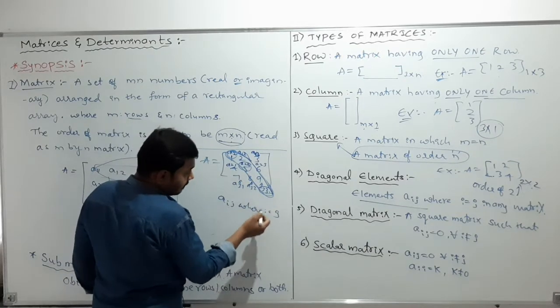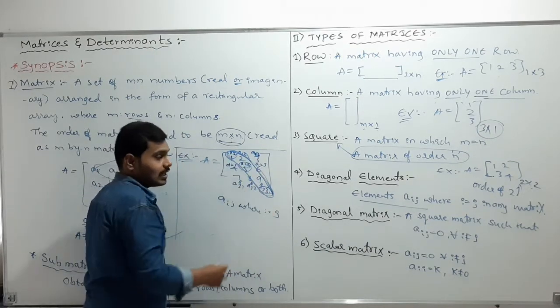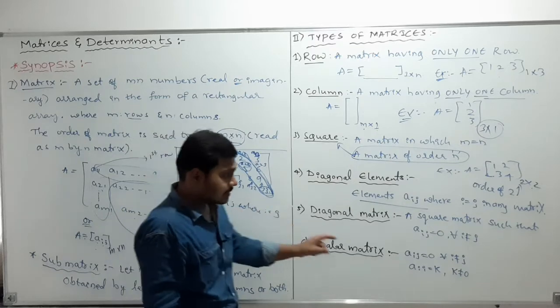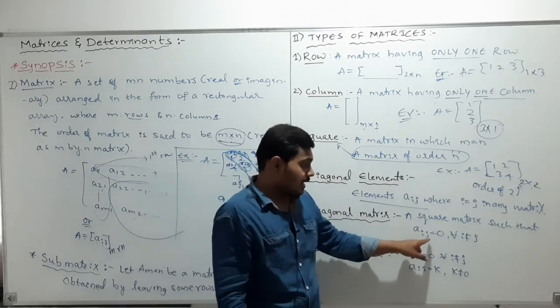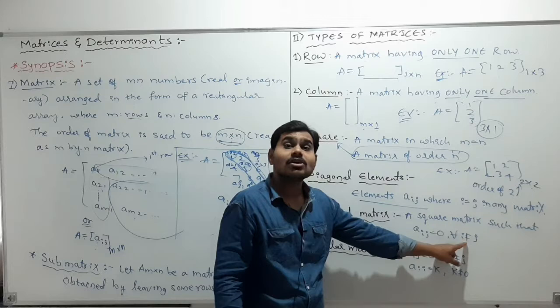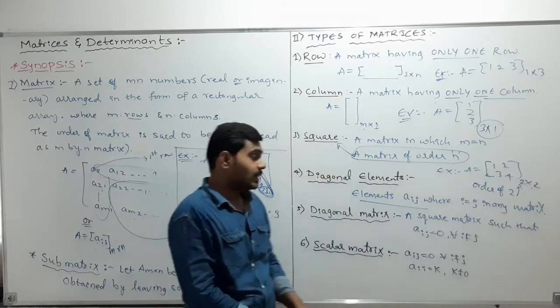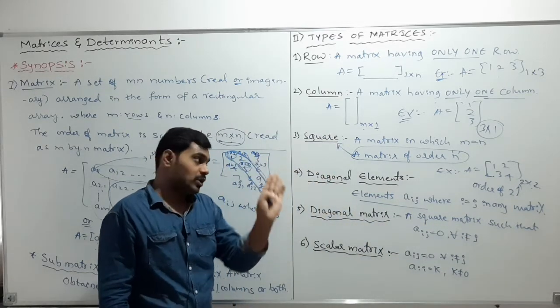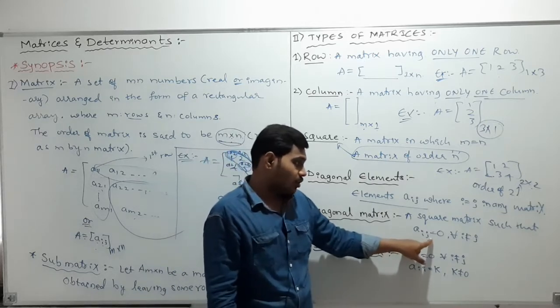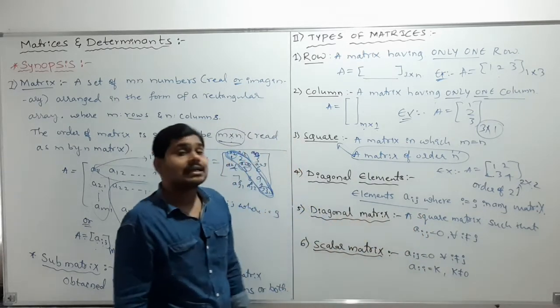So except these diagonal elements, all remaining elements are aij elements where i is not equal to j. i not equal to j means the elements above the diagonal and below the diagonal must be 0. Then such a matrix we can call a diagonal matrix.